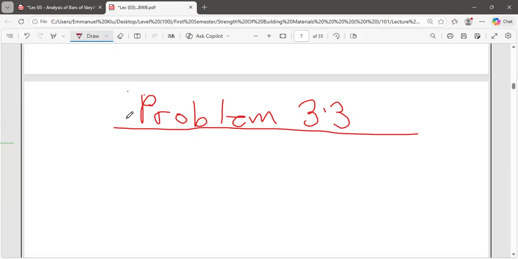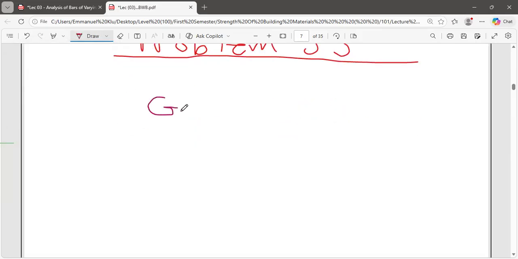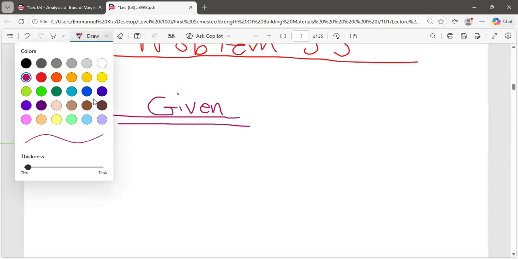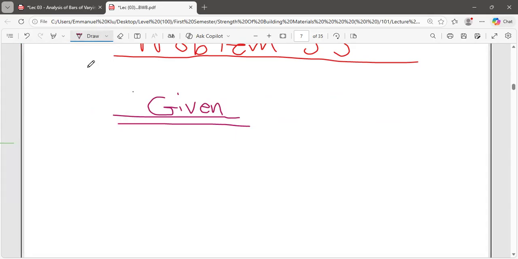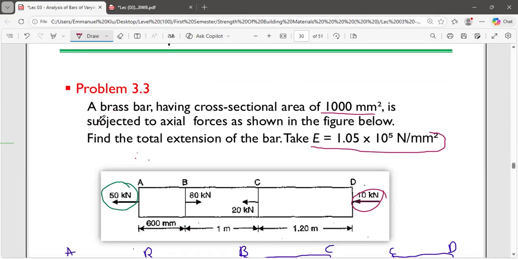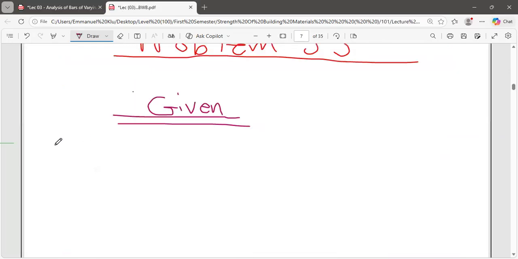So let's start from the given, and this becomes our given. Now we can put down our important details and solve the work. We are good to go. So first of all, a bar having a cross-sectional area of 1,000 millimeters squared. So the cross-sectional area is equal to 1,000 millimeters squared.